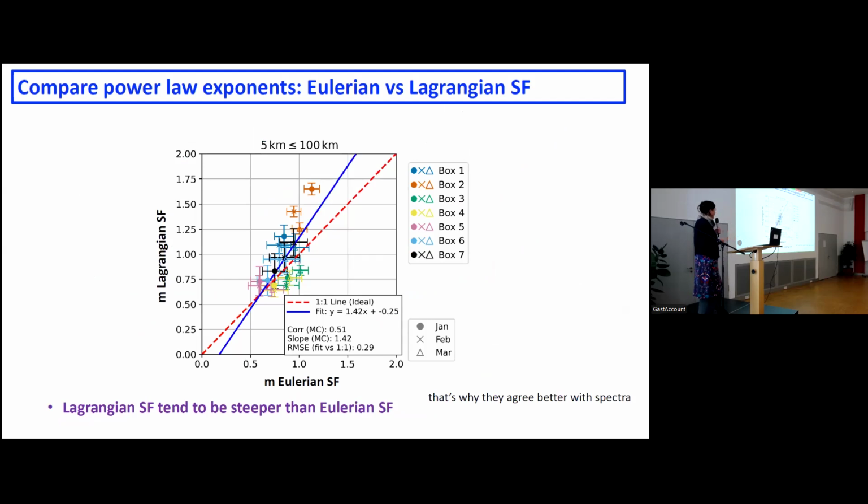Now comparing the Lagrangian and Eulerian structure functions, there are also differences. The Lagrangian structure functions tend to be steeper than the Eulerian structure functions.